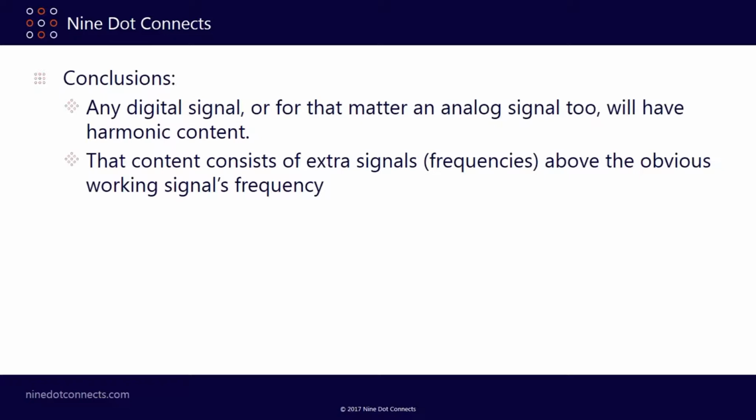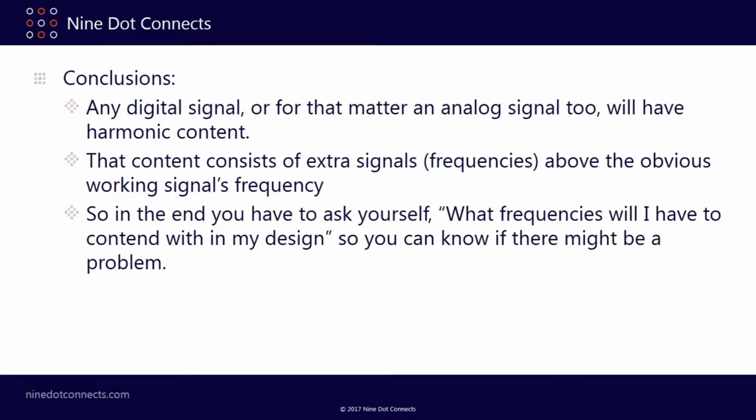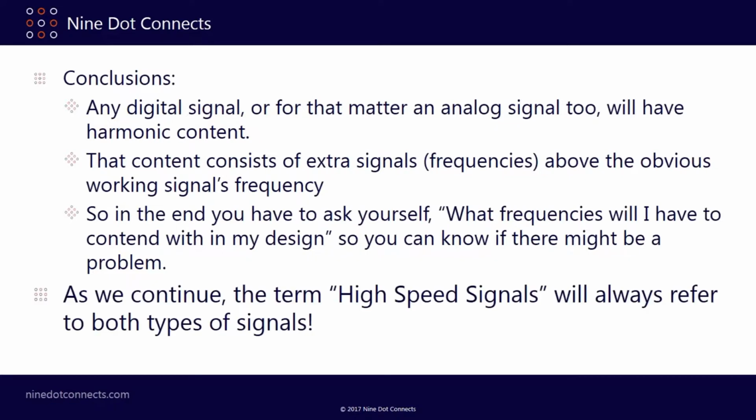Any digital signal, for that matter, and analog too, can have harmonic content. That content is going to consist of extra signals, that is frequencies, above the obvious working signal's frequency. So in the end, you have to ask yourself, what frequencies will I have to contend with in my design so you can know if there might be a problem? As we continue, the term high-speed signals will always refer to both types of signals.